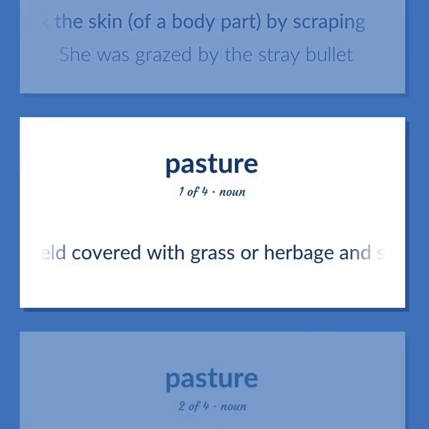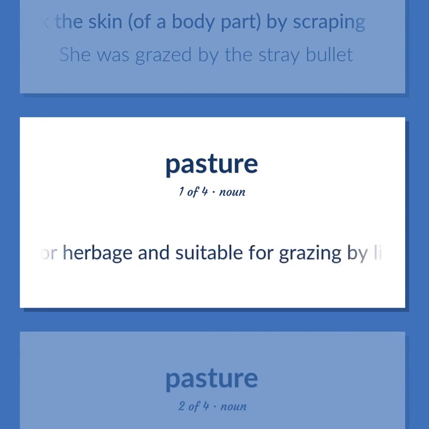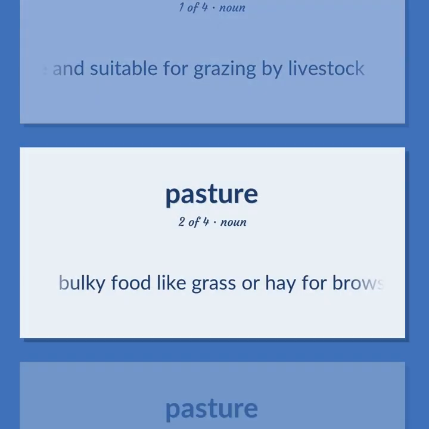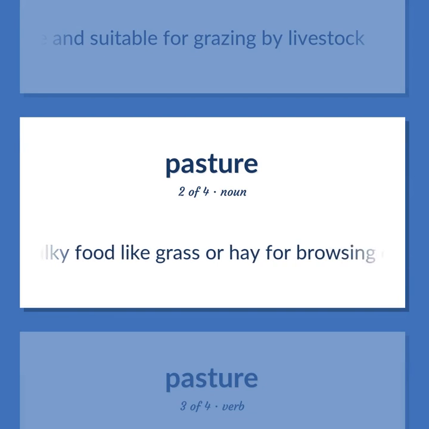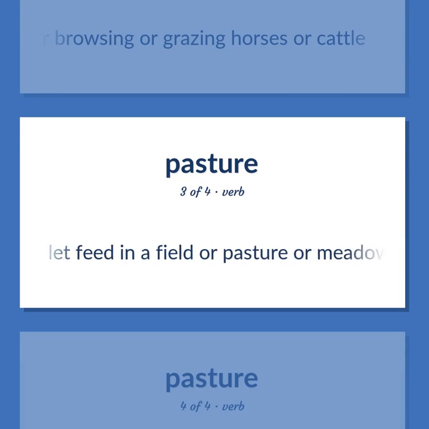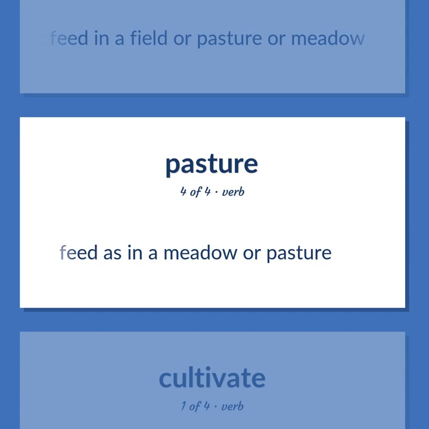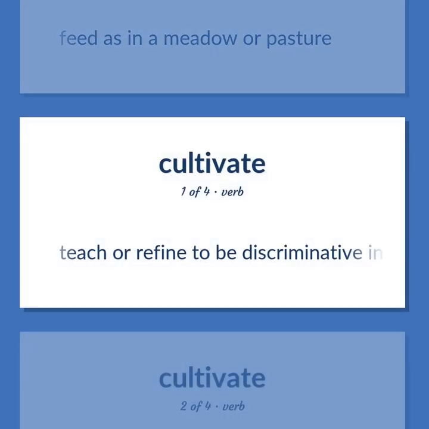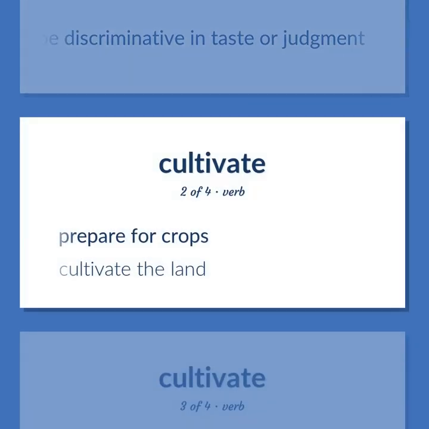A field covered with grass or herbage and suitable for grazing by livestock. Bulky food like grass or hay for browsing or grazing horses or cattle. Let feed in a field or pasture or meadow. Feed as in a meadow or pasture. Teach or refine to be discriminative in taste or judgment. Prepare for crops. Cultivate the land.